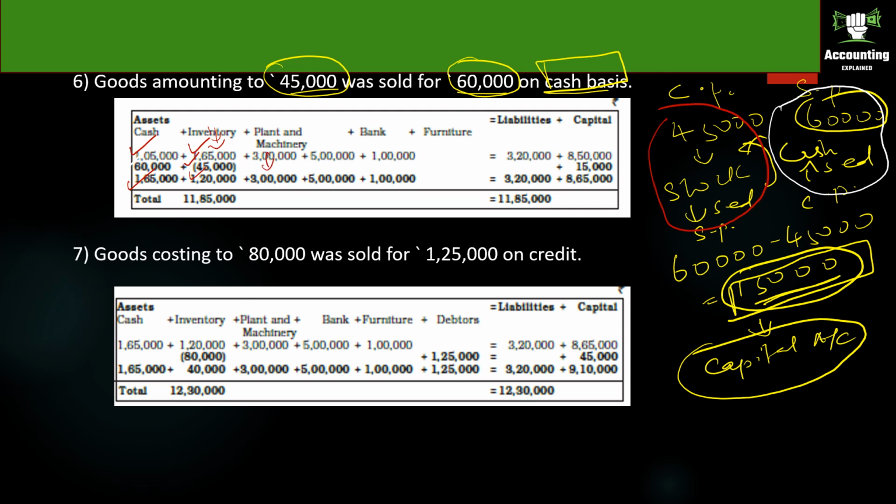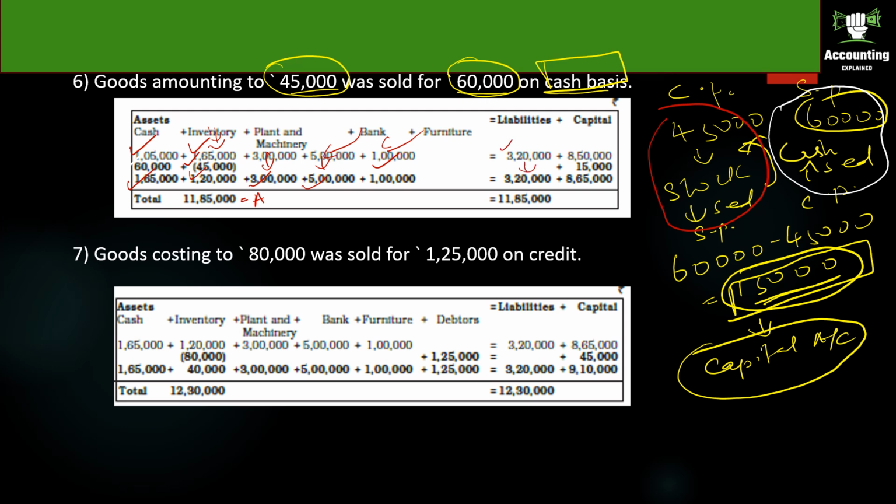Plant and machinery remains the same, 3 lakhs. Bank remains the same, 5 lakhs. Furniture remains the same, 1 lakh. So the total, when you total all these things, you get assets as 1,85,000. Now the liabilities from the previous transaction, it is 3,20,000.